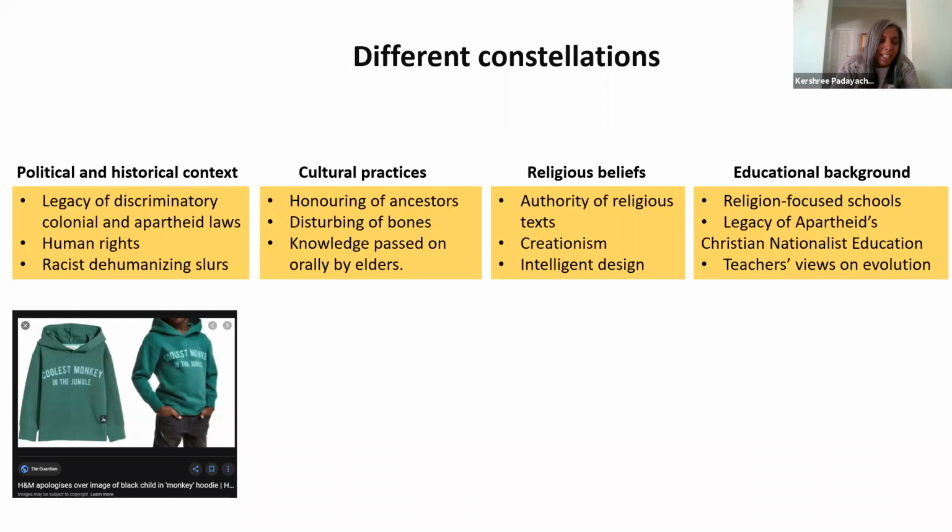And an example of this is when H&M ran a marketing advert for one of their products, and on the jacket that was advertised was "Coolest Monkey in the Jungle," and they had this on a Black African child. And of course, there was a huge outcry about it, because in our context, which is a very strongly charged context when it comes to this particular issue, there is this idea of the association between Black Africans and monkeys.